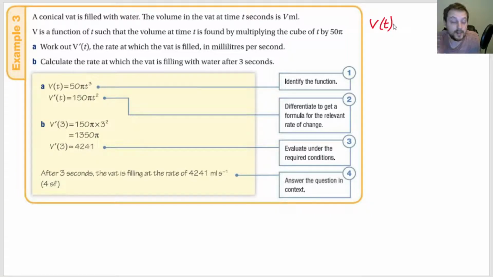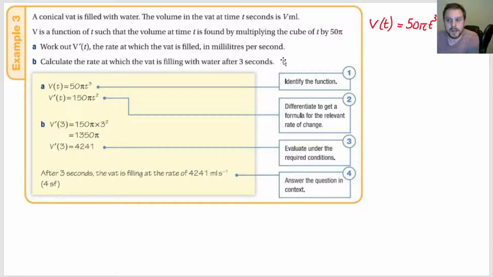And it even says that in the second sentence, so I've preempted what it says there. So v is a function of t, so we would write v of t, such that the volume at time t is found by multiplying the cube of t by 50 pi. So the volume at time t is 50 pi t cubed. That's actually what it says here, by the way.